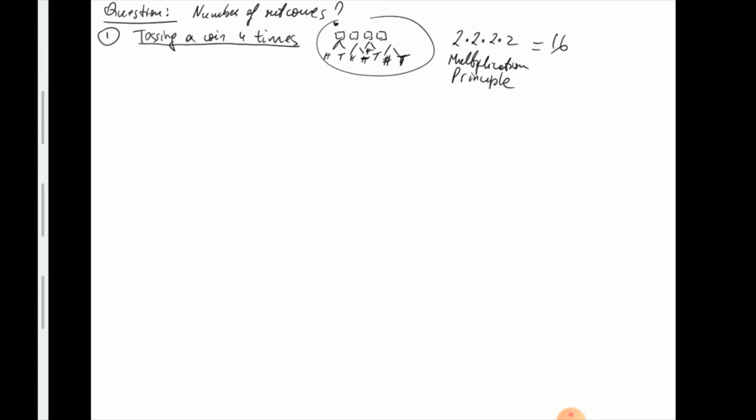But sometimes you see words like with or without replacement. So here's a quick example. Suppose you have a box with 10 marbles.